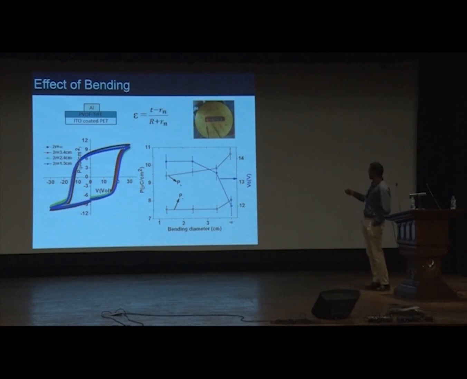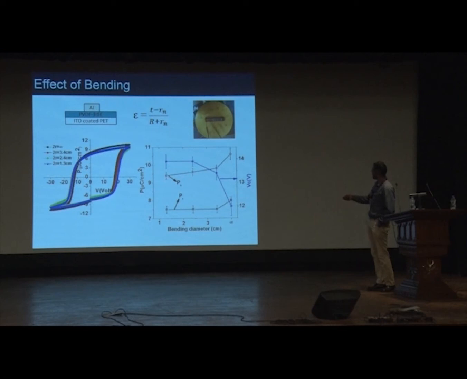So when we flex this film and measure the properties, we see that from the flat configuration to bent configuration, there is very little change in the properties of the system. In the polarization, there is a bit of asymmetry which is because of different electrodes. But other than that, the hysteresis loop is of good quality. The polarization values do not change much. If you look at the right side, the polarization values show very nominal change.